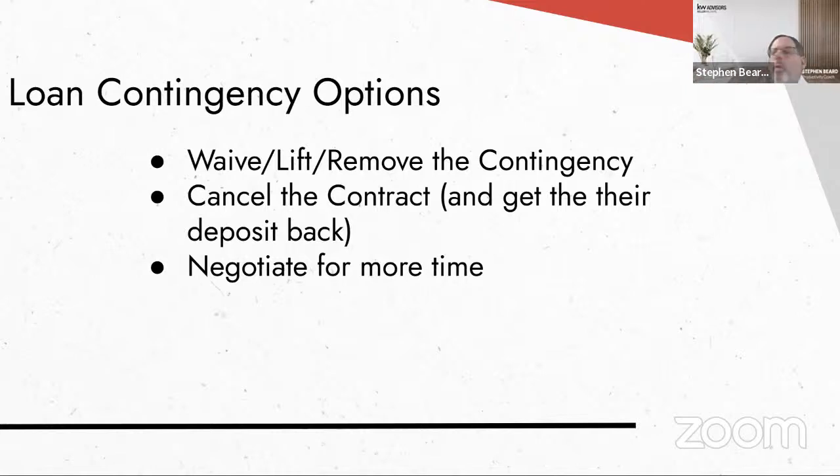Option number 1: waive the contingency or remove it. Mr. Seller, everything's great, our loan is approved. We're willing to send you a piece of paper saying we are no longer going to make this a factor in the deal. That's one option. The other option is to say, I'm sorry, Mr. Seller, we couldn't get the deal to happen, so we're going to cancel.